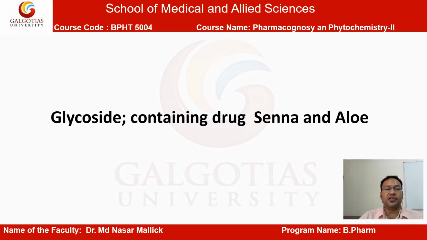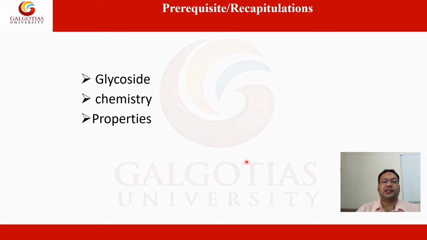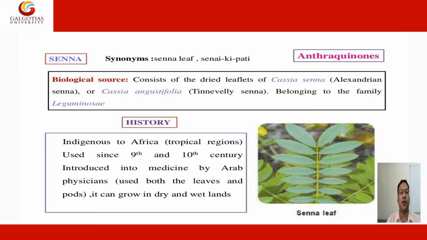So in this slide you study about the Senna and Aloe. Disclaimer: all the content material provided here is only for teaching purposes. Here is the prerequisite recapitulation. You study glycoside containing drugs, their chemistry, and their properties and uses. The student will learn introduction, definition, cultivation and collection, tests of glycoside containing drugs, physical and chemical properties of the drug, and uses of Senna and Aloe.